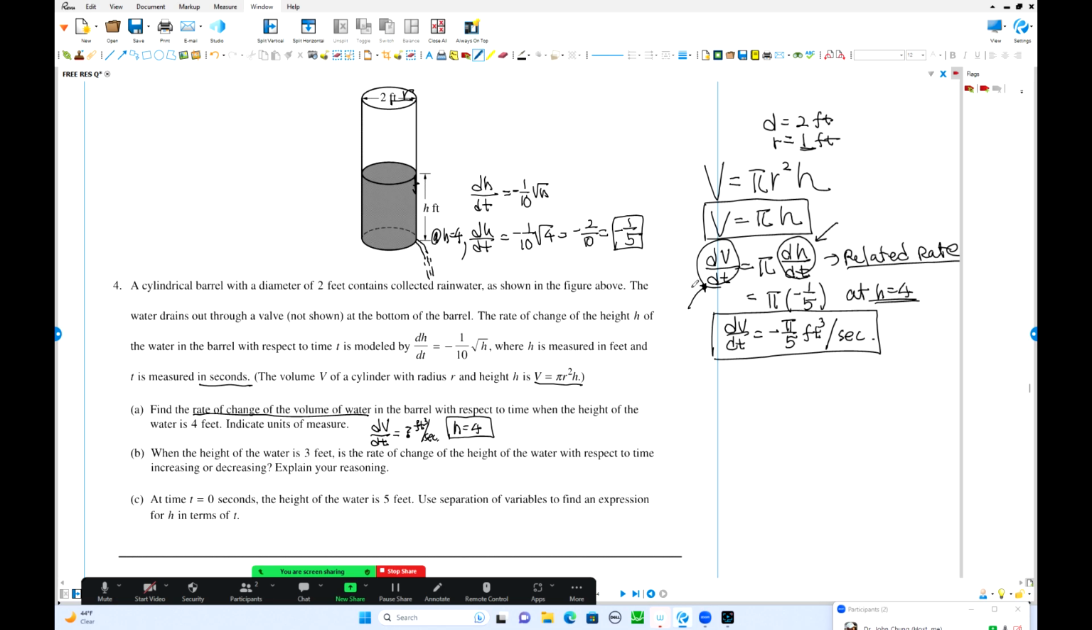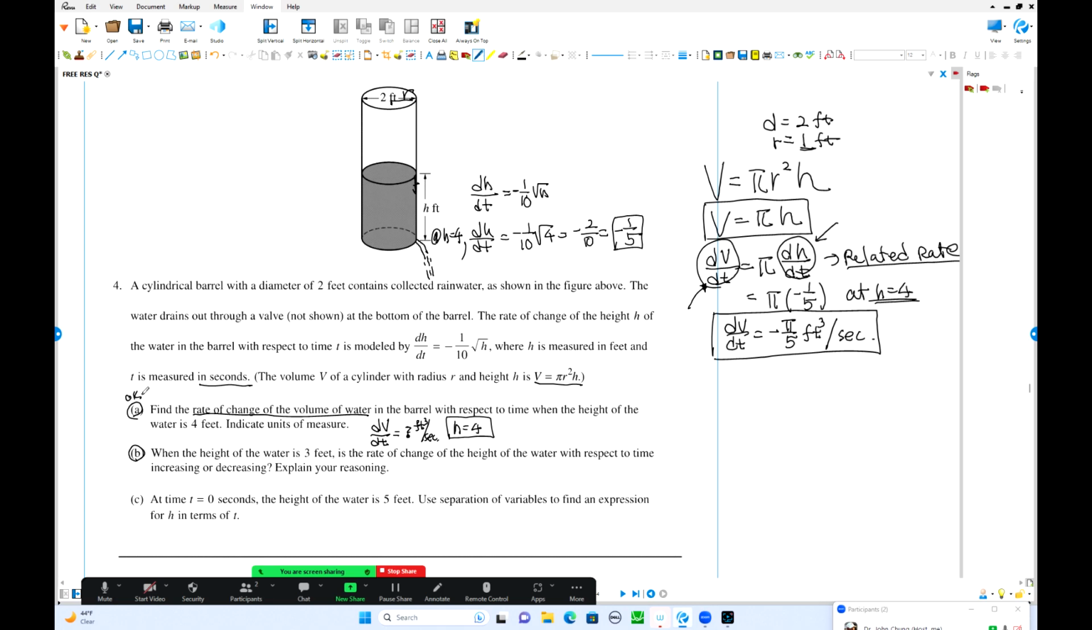Okay, part B. Part A is okay. When the height is 3 feet, now the height is changing. At 3 feet, is the rate of change of the height of the water with respect to time increasing or decreasing?